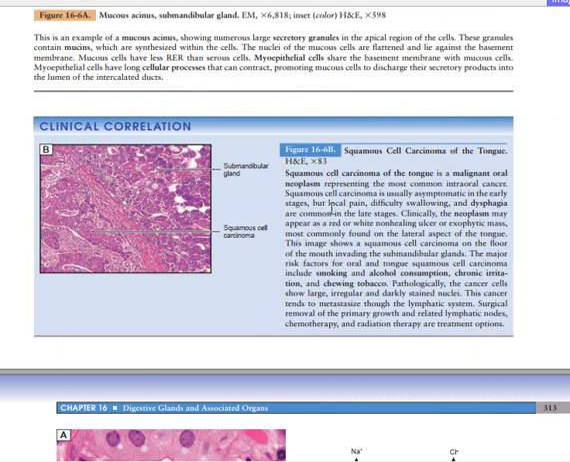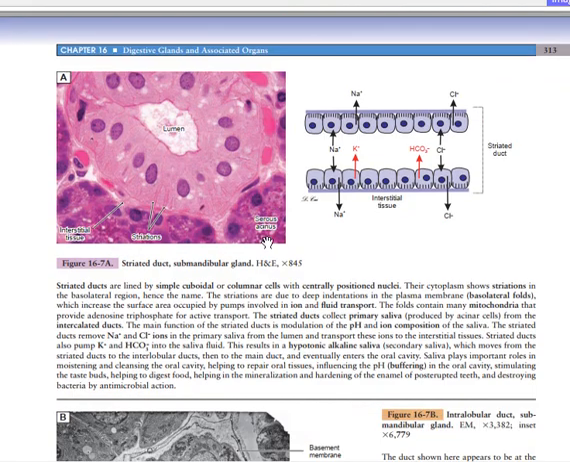So squamous cell carcinoma of the tongue is a malignant oral neoplasm representing the most common intraoral cancer. So the most common intraoral cancer is squamous cell carcinoma of the tongue. So how do you visualize squamous cell carcinoma of the tongue? You are going to see squamous cell carcinoma. So the cells are going to have different shapes, and they are going to be of squamous epithelium origin. Is it clear?